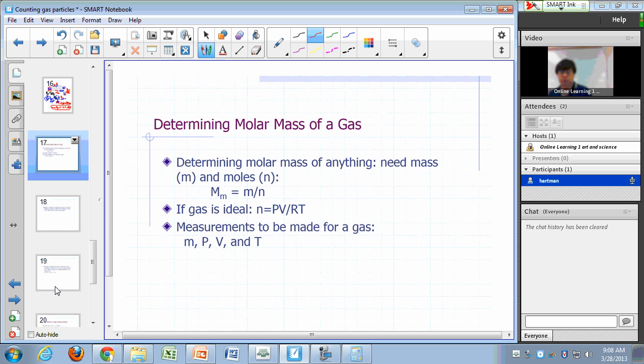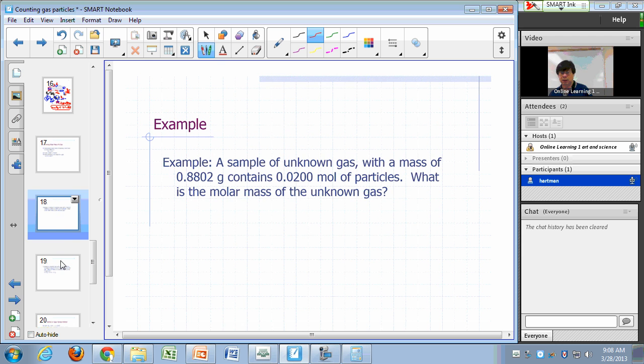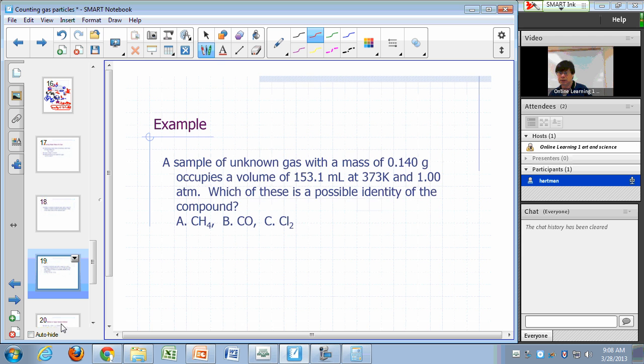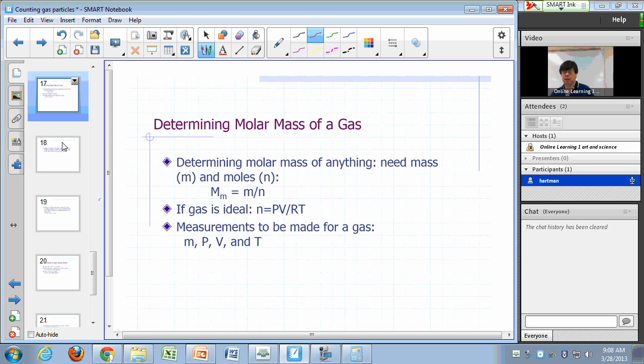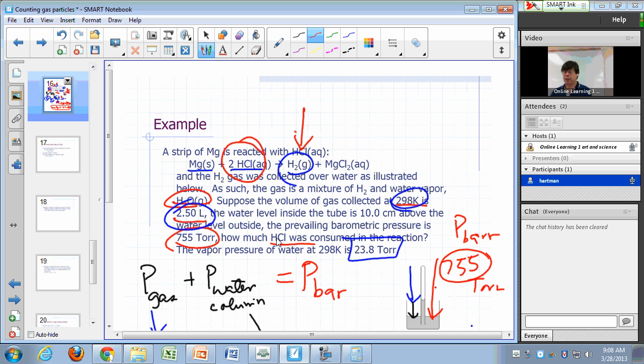Let's see, there's a few more things we need to cover in this chapter. Let's see, determining molar mass. All right, but it doesn't seem like we're going to have enough time. So let me see if I can just try to finish up that calculation for you.